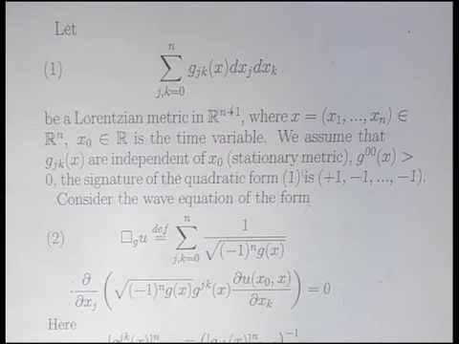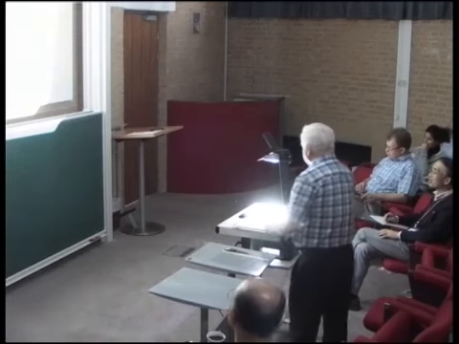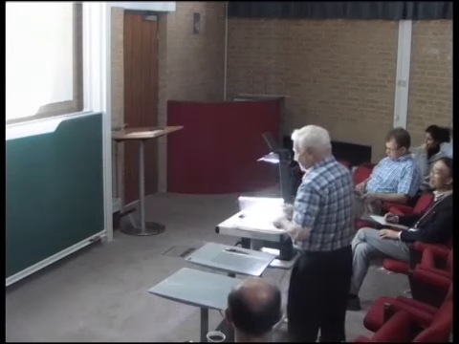It is written in a form similar to the Laplace-Beltrami operator, but this is not Laplace, this is the wave equation. G is the determinant of the metric, and G upper ij, with upper indices, is the inverse metric.